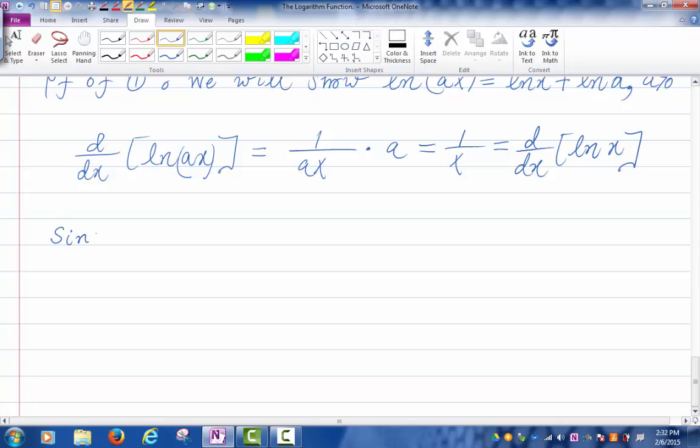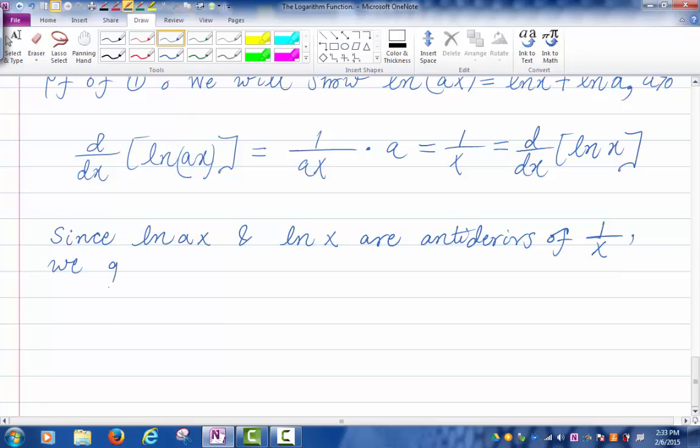So since, very good, so since ln ax and ln x are antiderivatives of 1 over x, we get what? Two antiderivatives of the same function differ only by a constant, right? So now I know that ln of ax is the same as ln of x plus some constant c. Can someone tell me what c is?